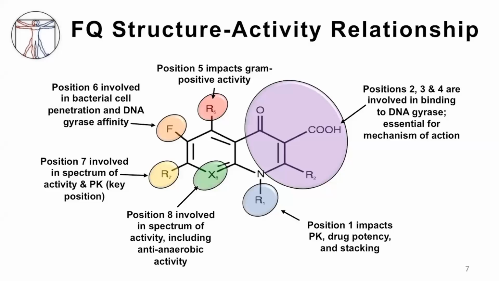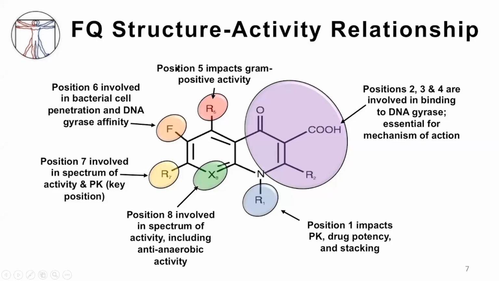Then, this is the structure activity relationship we have talked about. Here is the basic structure of the quinolones. Here you can see that positions 2, 3, and 4 are involved in binding to DNA gyrase. That's the mechanism of action of these fluoroquinolones, which is very essential for the antibacterial mechanism. Whereas position 5 impacts the gram-positive activity.